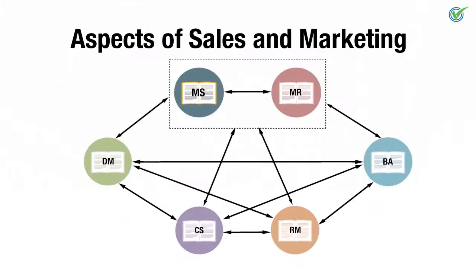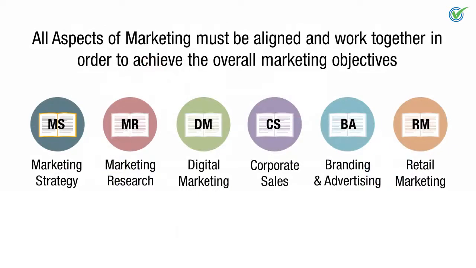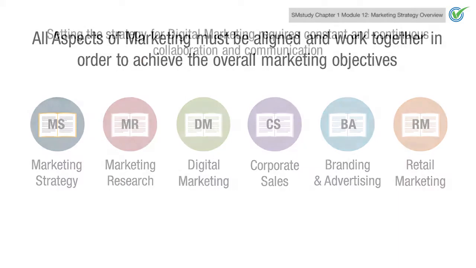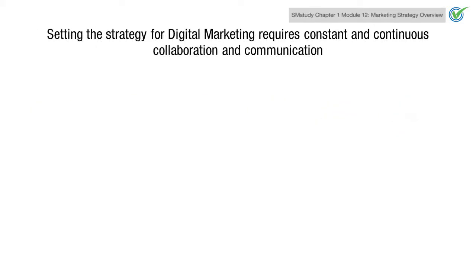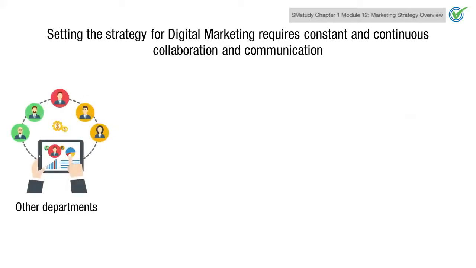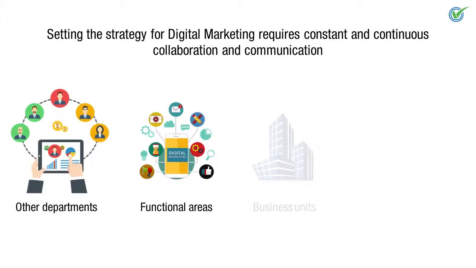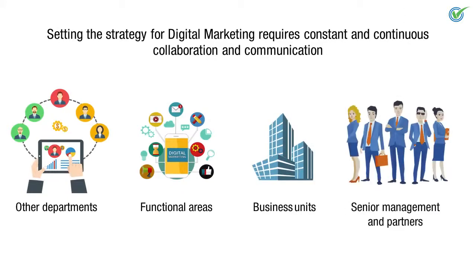The strategies for each of the aspects of marketing are derived from the outputs of the marketing strategy, which are described in the SMstudy Guide series on marketing strategy. It's important to note that all aspects of marketing must be aligned and work together in order to achieve the overall marketing objectives of a company. Therefore, setting the strategy for digital marketing requires constant and continuous collaboration and communication with other departments, functional areas, and business units, as well as other stakeholders, including senior management and partners.